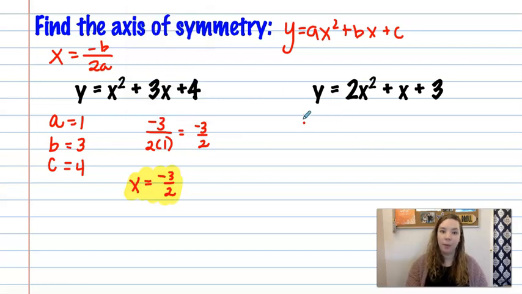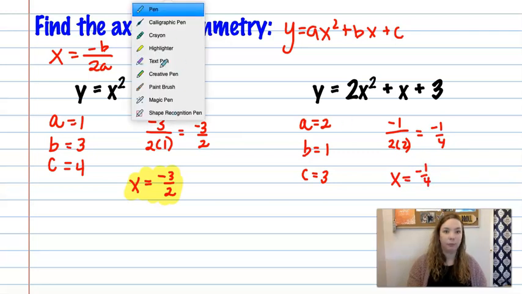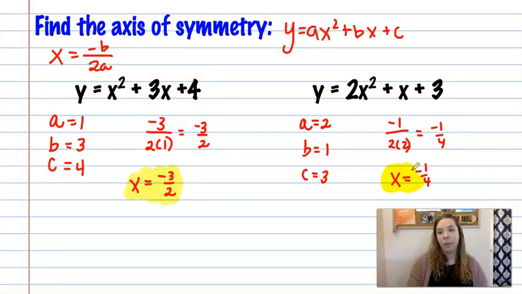Okay, on this example, we have a equals 2, b is 1, and c is 3. So then we have negative 1 over 2 times 2, which is negative 1/4. So our axis of symmetry is x equals negative 1/4. Okay, so that's how you find our axis of symmetry or the x-coordinate of your vertex.